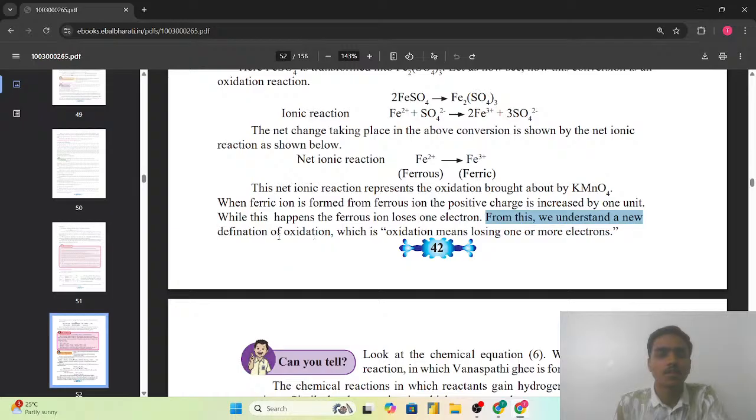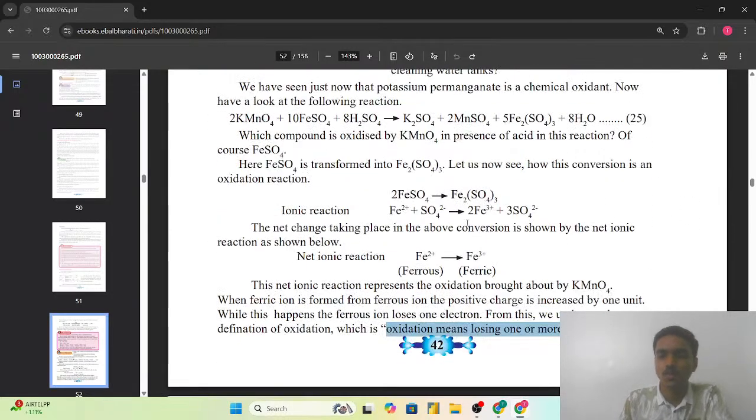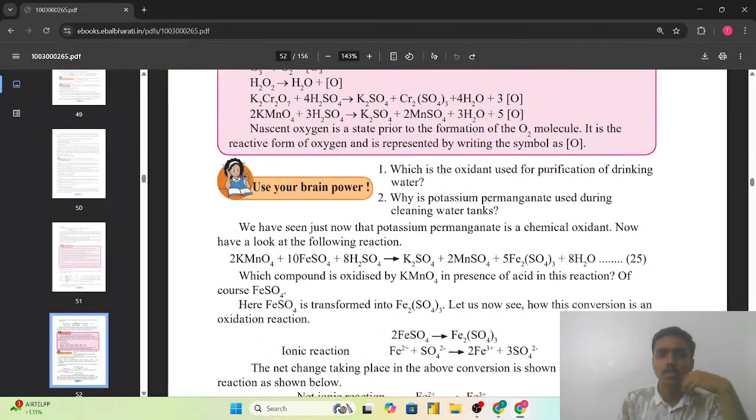From this, we understand a new definition of oxidation, which is: oxidation means losing one or more electrons. Again, try to note this down. Oxidation means losing one or more electrons. This is another definition for the oxidation reaction.